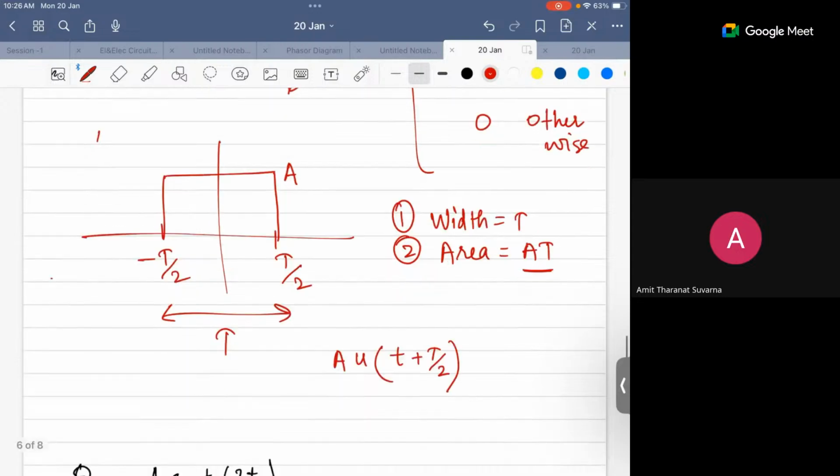Correct? And now what happens? At t equals tau by 2, the magnitude is reduced. So minus A times u of t minus tau by 2. This is the function, right? This is the rect function. Are you able to understand this or not?